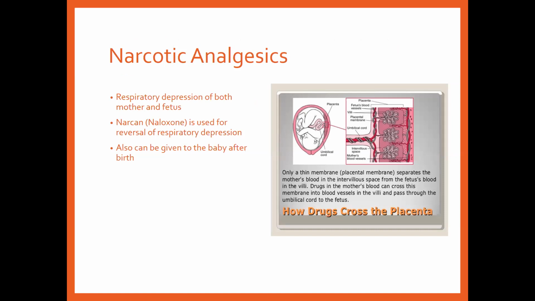All right, narcotic analgesics. Respiratory depression of both mom and fetus can occur. We need to make sure that we have Narcan or naloxone on hand, used to reverse it if there's respiratory depression. Narcan's duration is shorter than that of an analgesic, so the nurse needs to assess if the respiratory status starts declining and if they need another dose.